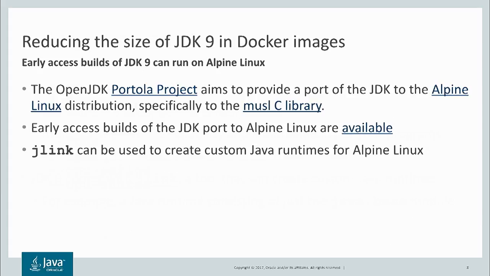Now, early access builds of the JDK port to Alpine Linux are available at the link there in the slides. And we can use JLink to create custom Java runtimes for Alpine Linux. And because Alpine Linux is small and we can create smaller custom Java runtimes, it adds up to a smaller Docker image. So I'm going to explain how we can do that.